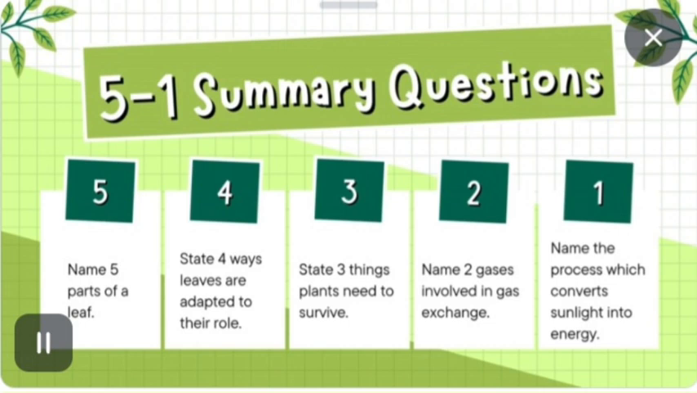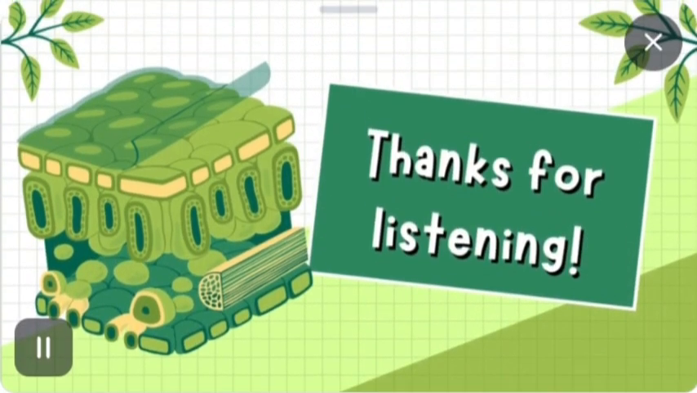Next, the third question is, state three things plants need to survive. Comment down below the third answer. Coming to the fourth question, state four ways leaves are adapted to their role. And the fifth question is, name five parts of a leaf. As you all know that the parts, the structures, everything I have explained you in this video. So see that correctly and answer these questions in the comments.